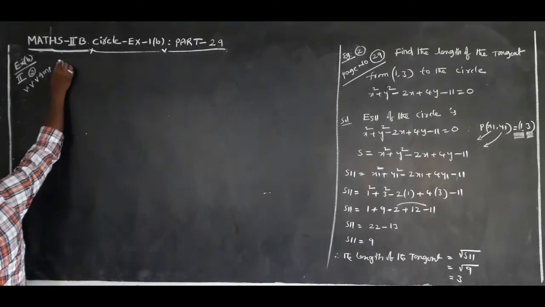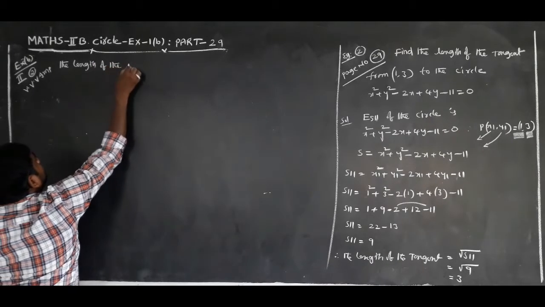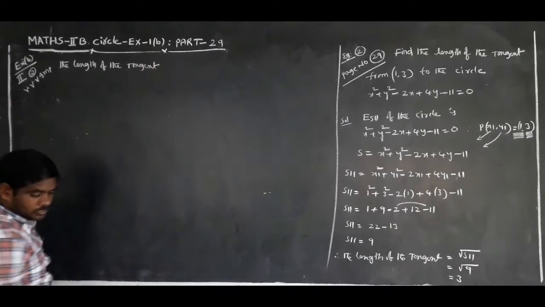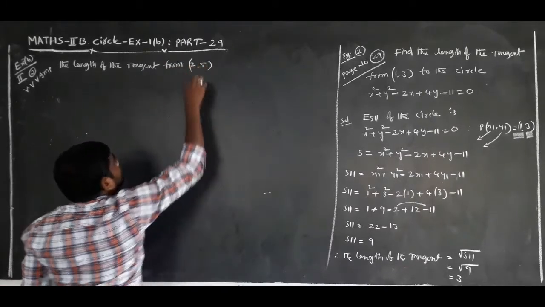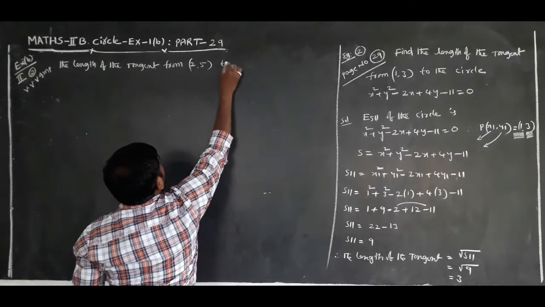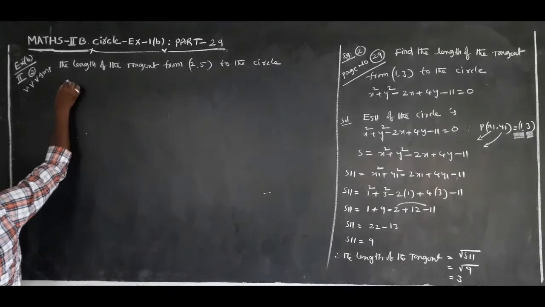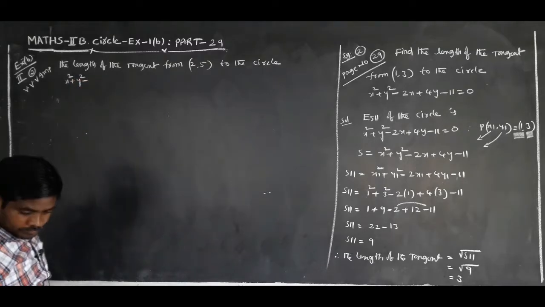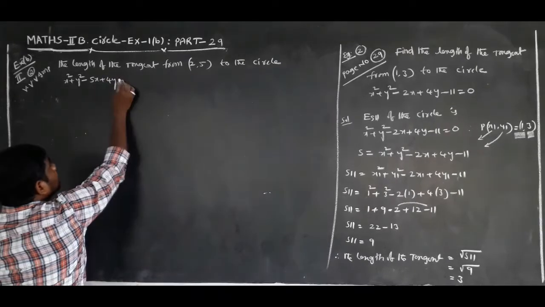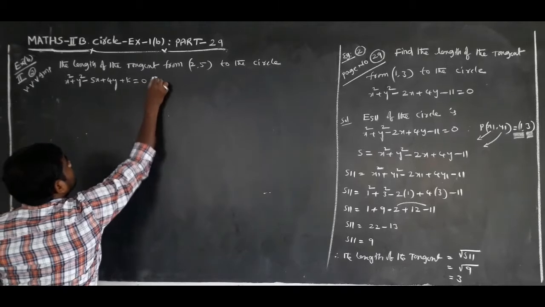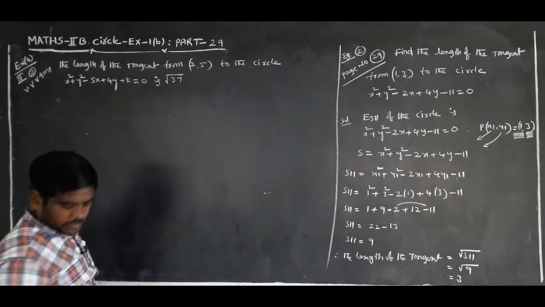The length of the tangent from (2, 5) to the circle x square plus y square minus 5x plus 4y plus k is equal to 0 is root 37. Then find k.